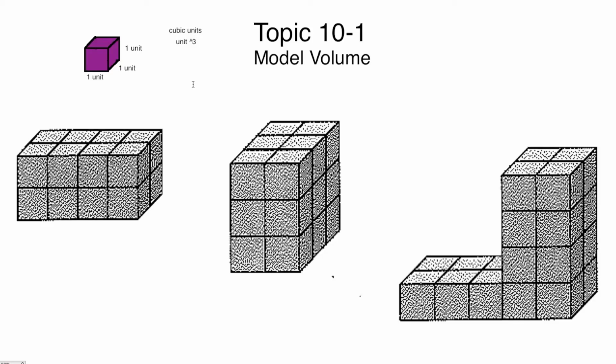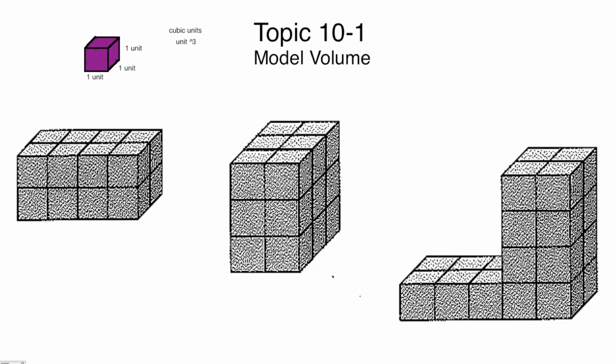So, in topic 10-1, they want you to find out how many cubic units is the volume of these three-dimensional objects. These two are rectangular prisms, and this one is 2 rectangular prisms combined to make a compound figure. Alright, so on this first one, go ahead and tell me how many cubic units does it take to fill up that rectangular prism.